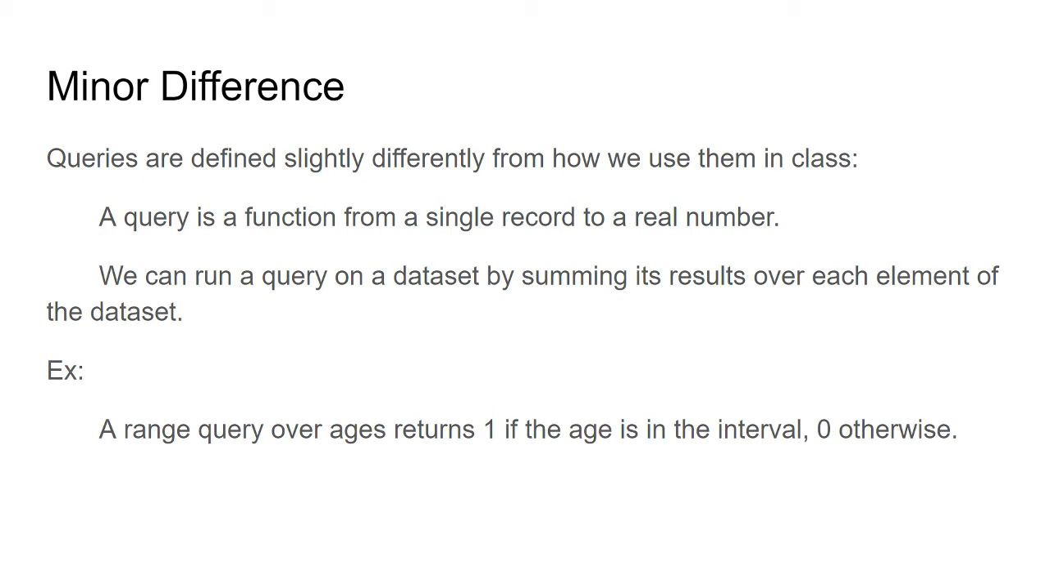An example would be a range query over ages. It returns 1 if the age is within the interval we're looking at, 0 otherwise. If you do the sum, it will return 1 for each age, and then you multiply that by the number of people that are age, say 5, and it will return 0 everywhere else, and so you ignore those. So it does what we want out of a range query.